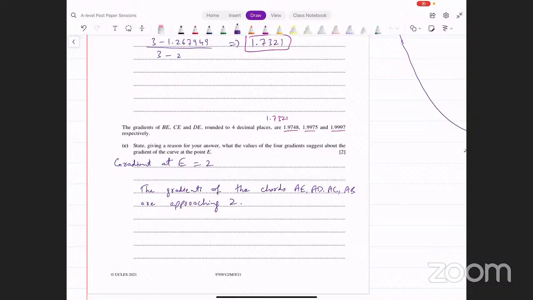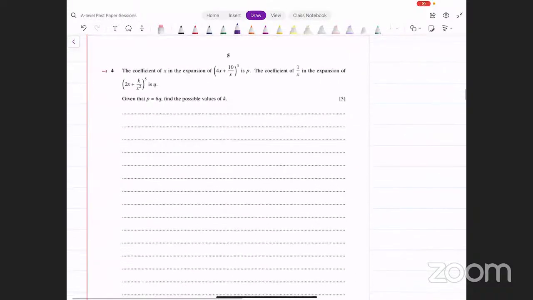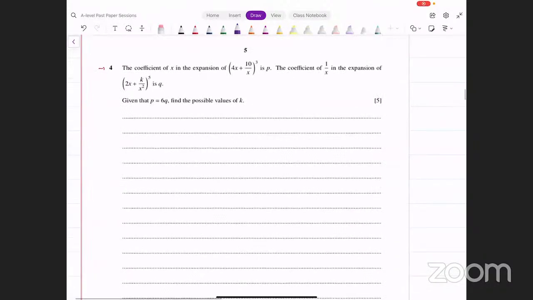Okay, all right, let's move on. Question number 4, ये देखते हैं. Again, it's a binomial question, but it's a slightly different one from what we usually see in past papers. So let's have a look at this as well. The coefficient of x in the expansion of 4x plus 10 over x whole cube is p. The coefficient of 1 over x in the expansion of this is q. Given that p equals 6q, find the possible values of k.